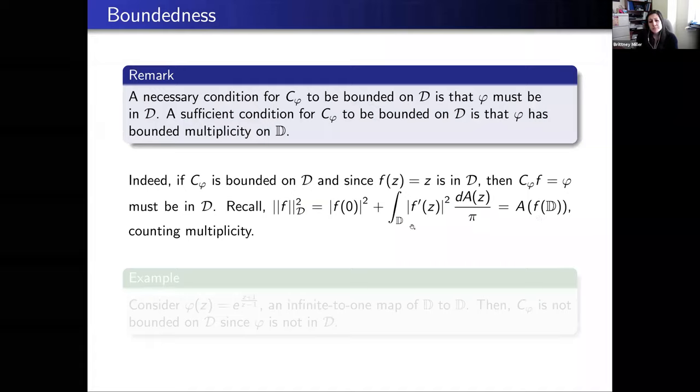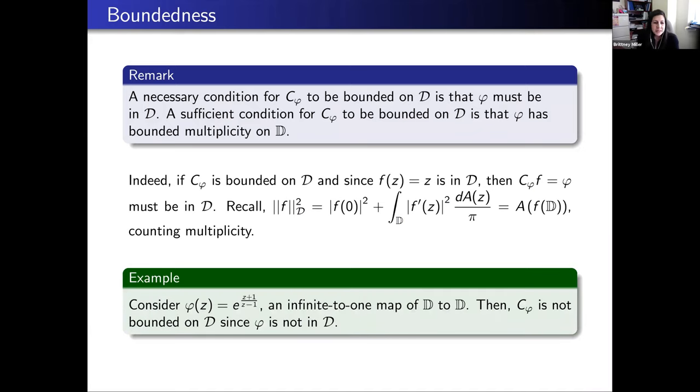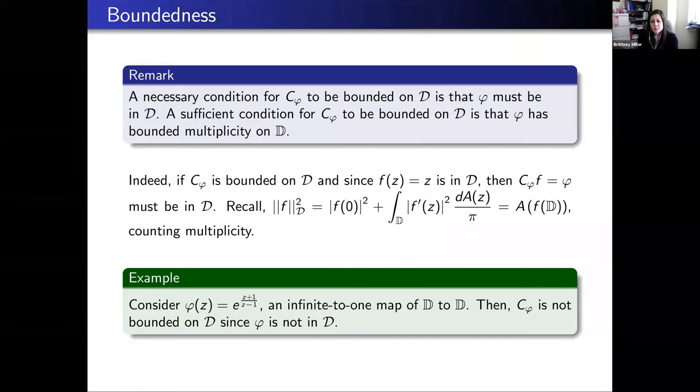So if we have a phi that is, in my example, an infinite-to-one map, then this integral is not going to be finite. And indeed, if we have something like e to the (z plus 1) over (z minus 1), this is an infinite-to-one map from D to D. So we have infinitely many copies of the unit disk. And therefore the norm of phi squared is not going to be finite. So C phi for this particular phi is not bounded.